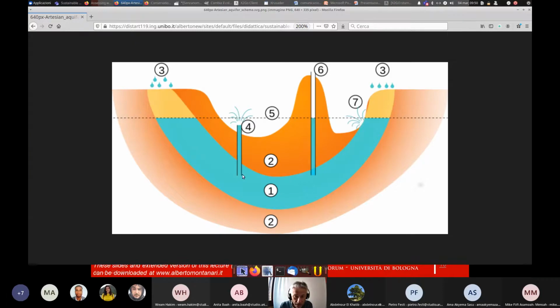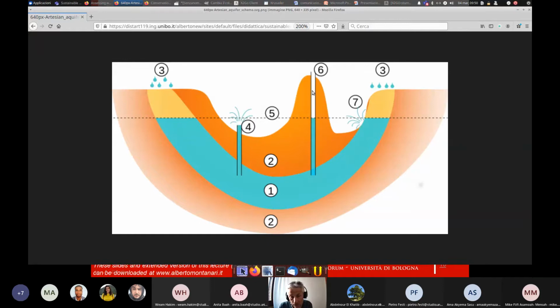Now, if you look at the well number 4, if you reach the aquifer with the well, water goes up along the well, and may spring out of the well spontaneously without any pumping. Why? Because the level of water in the aquifer, look at the dashed line, is higher than the level of the ground. This is called an artesian aquifer. These are not very frequent. They are very convenient because, as I said, you can get the water without pumping.